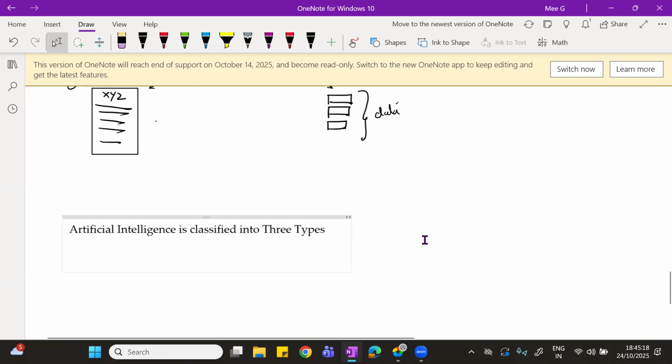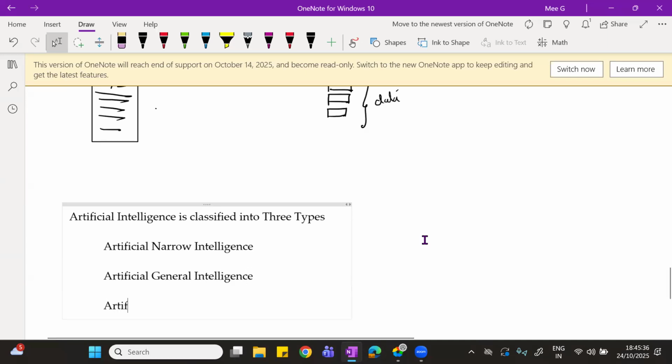First one, they will call it artificial narrow intelligence. Second one is artificial general intelligence. Next one is artificial super intelligence.